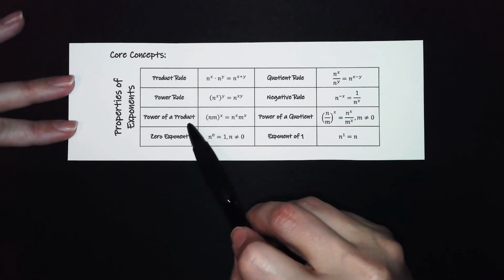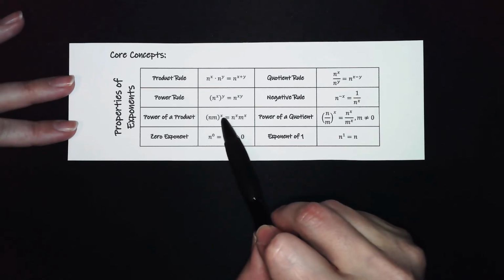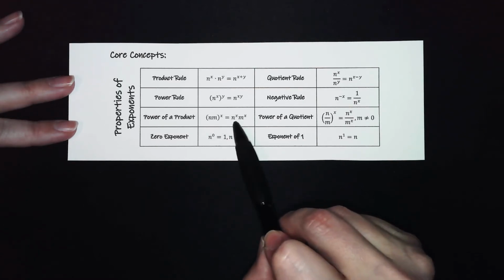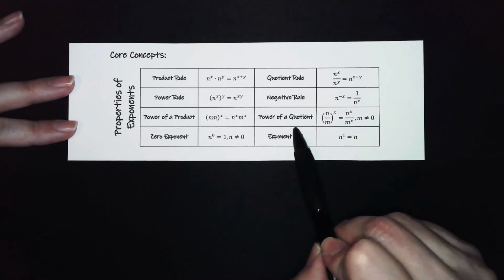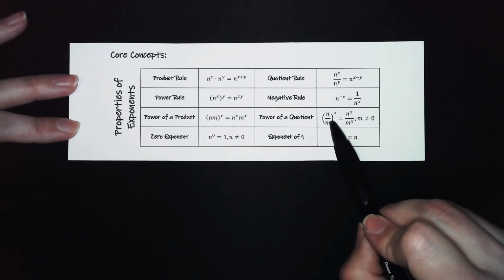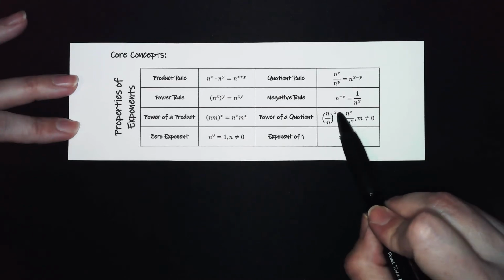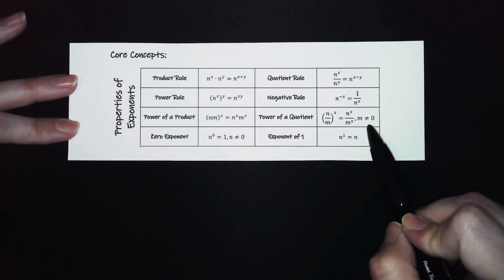Power of a product. So this is saying I have two things multiplied together and all of that is taken to a power. Well, I just have to take each thing inside to that power. Power of a quotient, same thing. So even though this is a quotient here, all of it is taken to a power, so I need to take the numerator to that power and the denominator to that power. And obviously the denominator cannot be 0 or you can't have a fraction there.